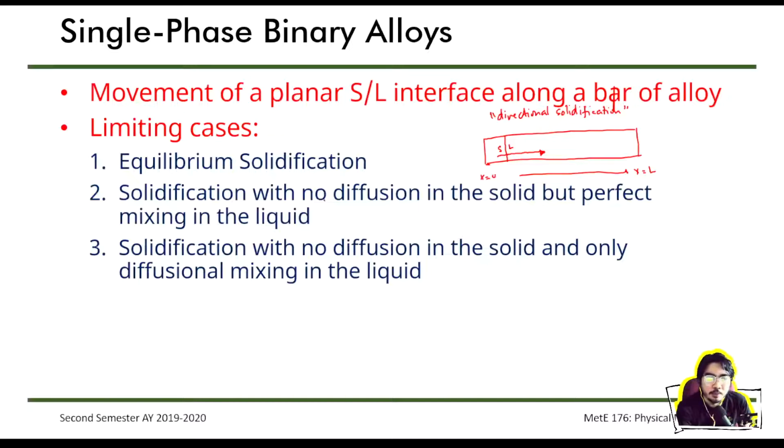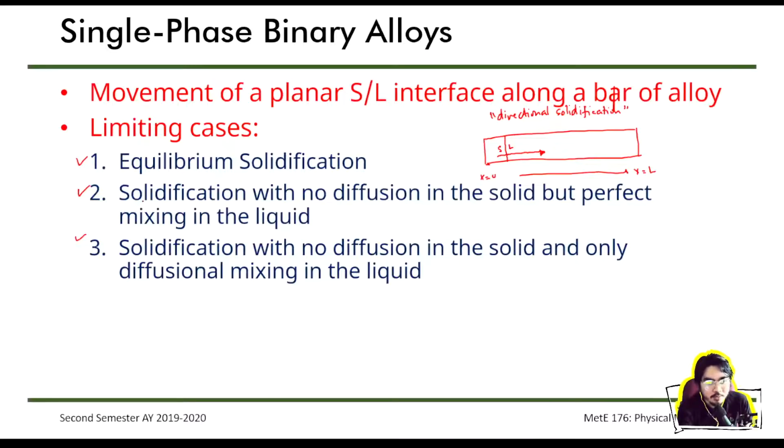Okay? So if we analyze this, then we actually have three limiting cases. The three limiting cases are, number one, equilibrium solidification. Equilibrium solidification just means that everything behaves ideally. So the solid will always have a homogeneous composition, and the liquid will also always have a homogeneous composition. So that's equilibrium solidification. It's an ideal world.